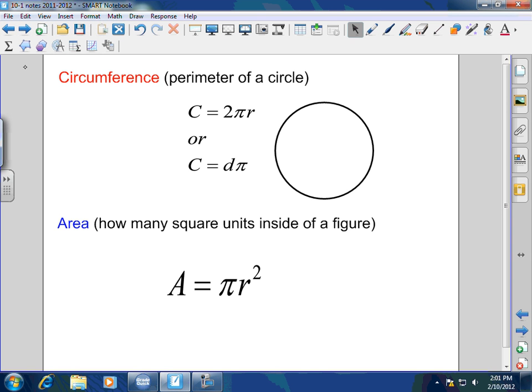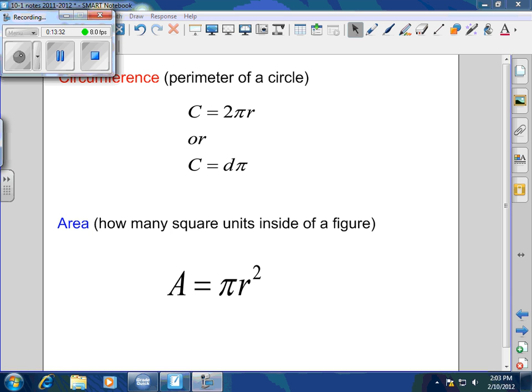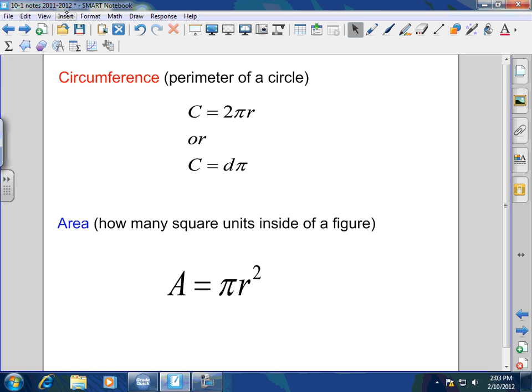Okay. The question was, if pi is a set distance, it's not a distance, first of all. It's a value. And it is not a set value. It is an irrational number, so it keeps going on forever. But since they use this as a uniform measurement, they went ahead and rounded to the hundredths place, which is 3.14. Okay. So, circumference, area. Good.